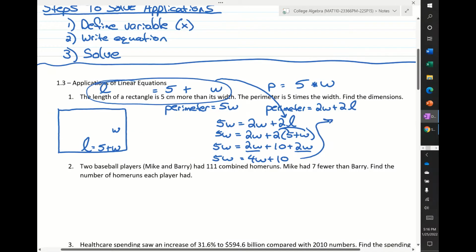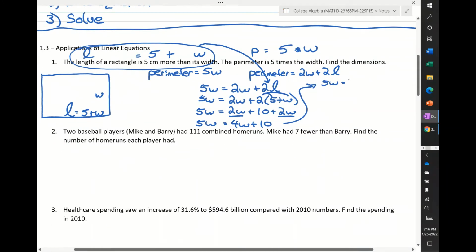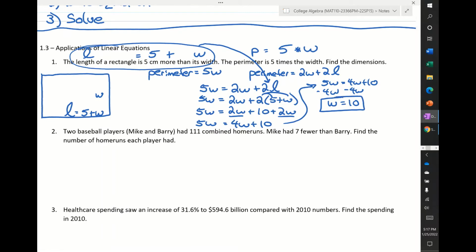I'll finish it over here. I'm running a little bit out of space. So 5W is equal to 4W plus 10. If we subtract 4W on both sides, we get W equals 10. The width is 10. It wants to know the dimensions. We know that the length is 5 plus the width. That would mean the length would be 50.